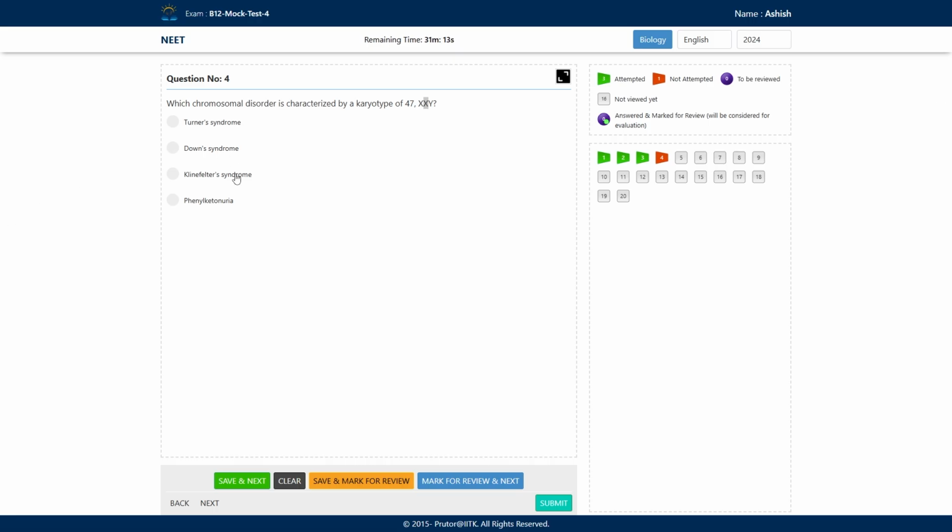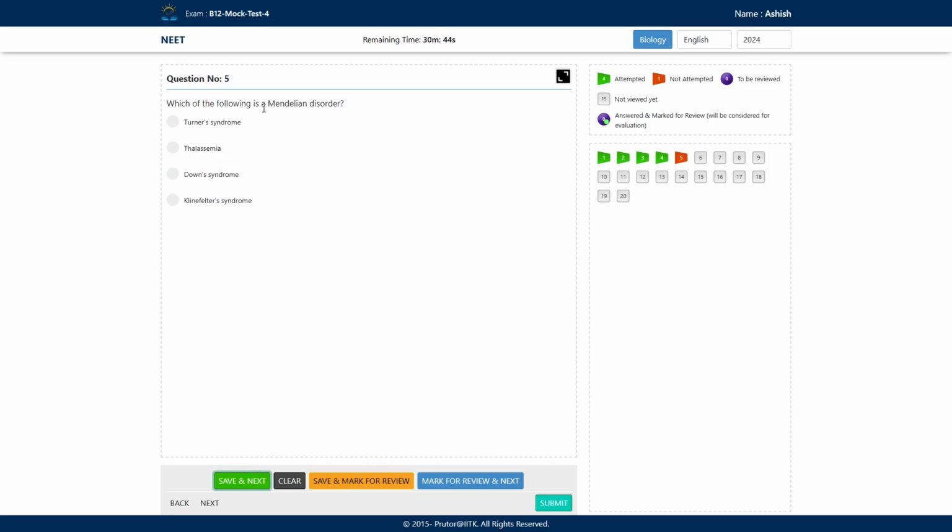The answer here will be Klinefelter syndrome, option number C. So Klinefelter syndrome is observed in males that have one additional X chromosome. Males have XY, and here the males have one additional X chromosome. These chromosome disorders are usually because of non-disjunction of the chromosome. Here the person will have one extra chromosome, so in total, there will be 47 chromosomes instead of 46.